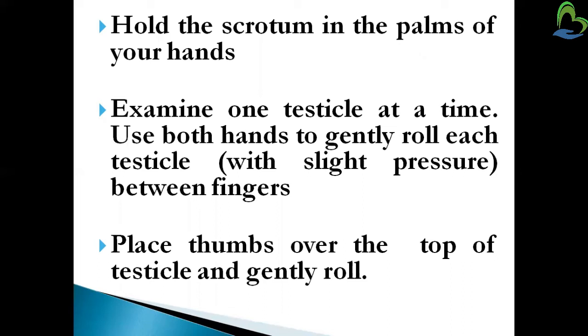Then place your thumbs over the top of the testes and gently roll. Look at the top and sides, and gently roll the scrotum and the testes, so you can easily find any changes.